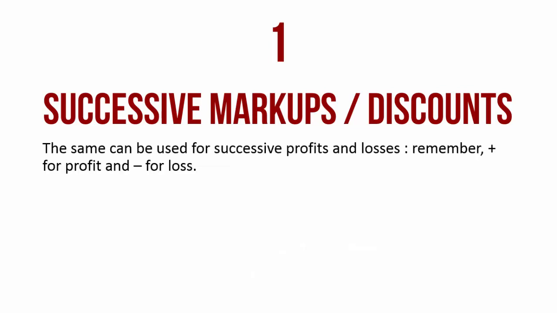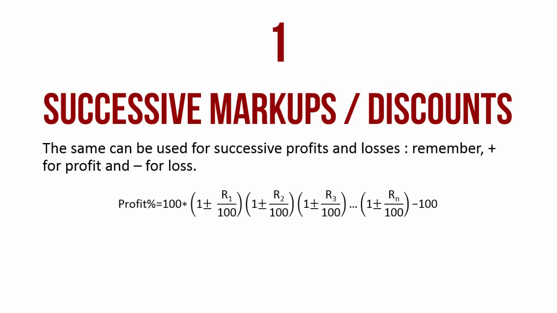The same formula can be used for successive profits and losses as well. You must remember that the sign shall be a plus for a profit and a minus for a loss. So all in all, remember, whenever there is an increase in the price due to a markup or due to profit, the sign shall be plus. Whenever the price decreases because of loss or because of a discount, the sign before the rate shall be minus.